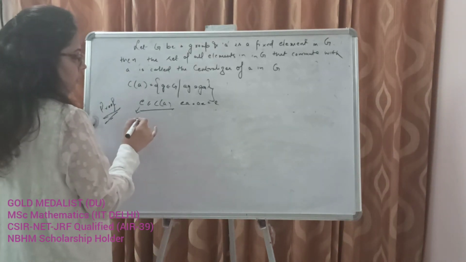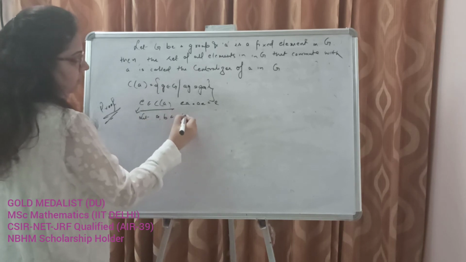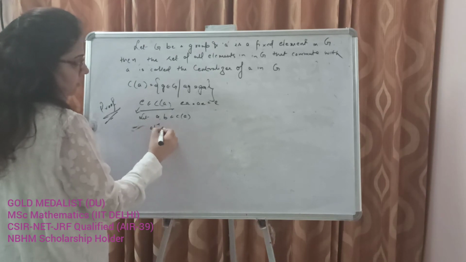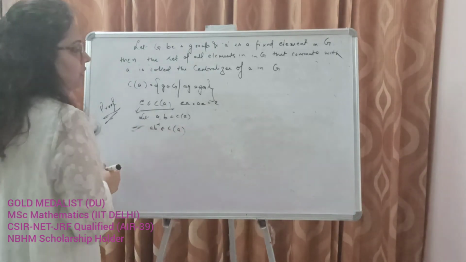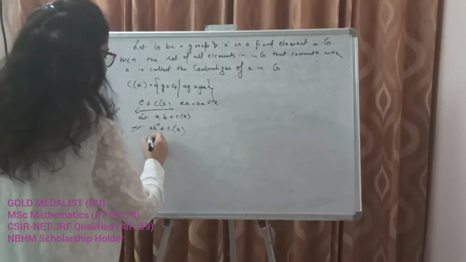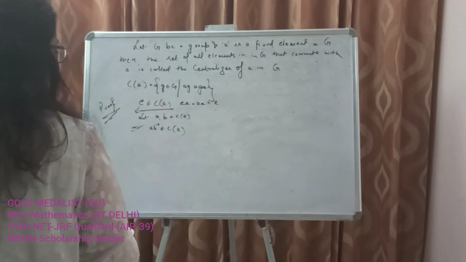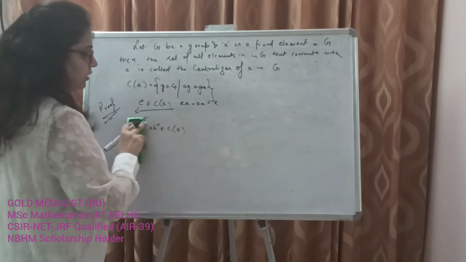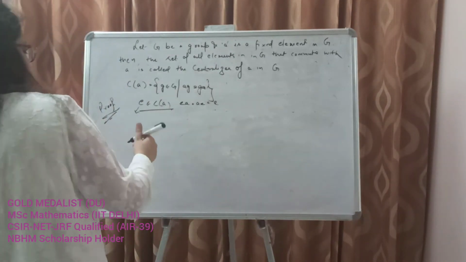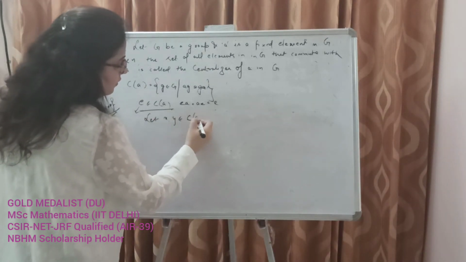Next, let A and B belong to CA. We'll prove that AB inverse belongs to CA. It is a similar proof to what we did earlier. Let's not take it because there is a naming confusion. We have already taken an element A, so we cannot take A and B. Let X, Y belong to CA, right?